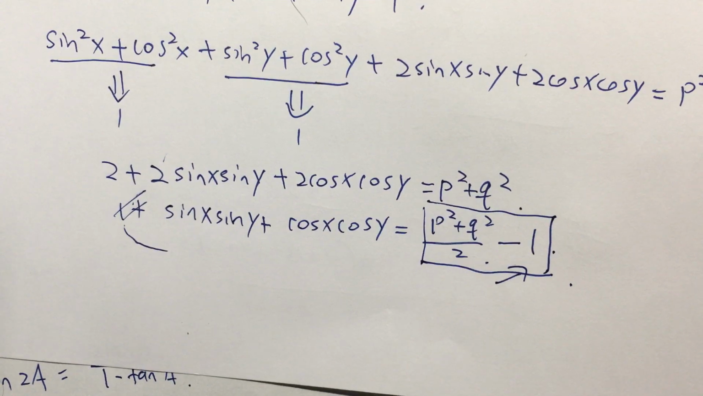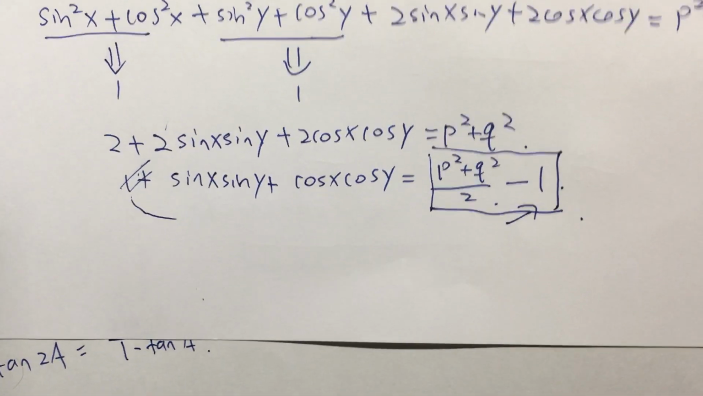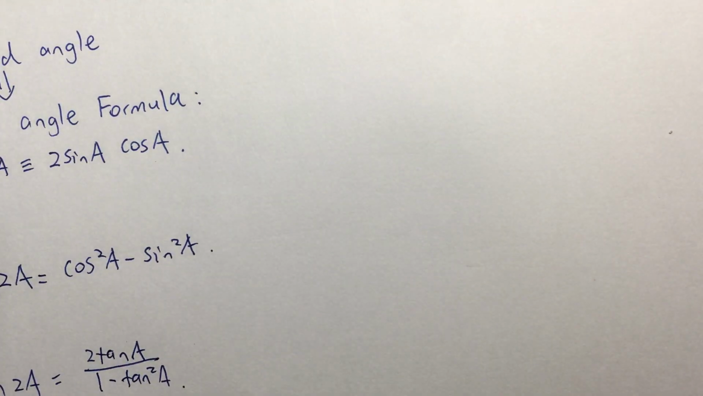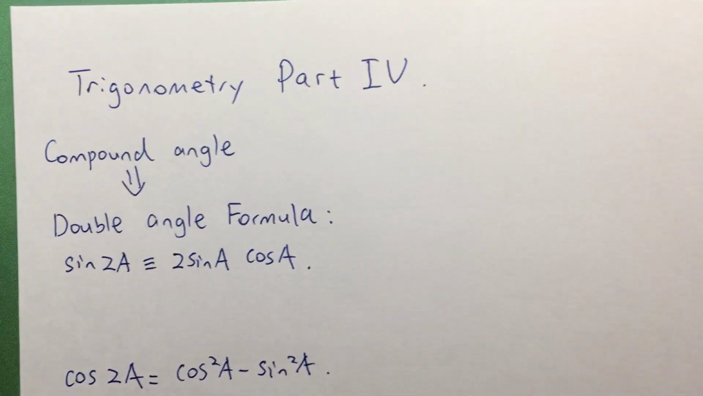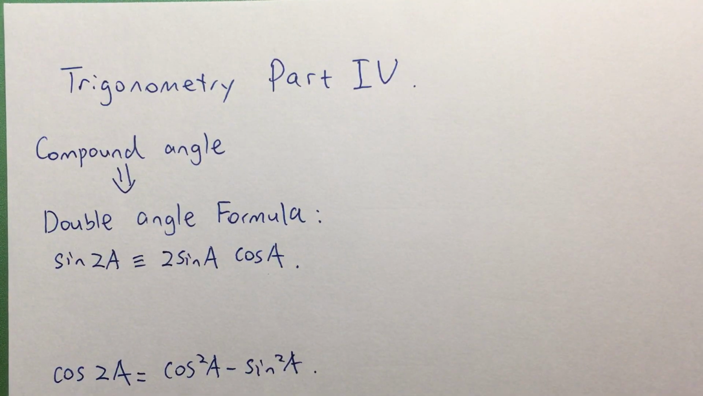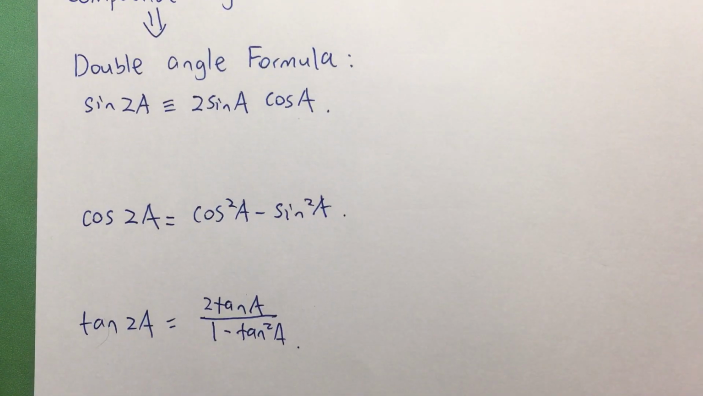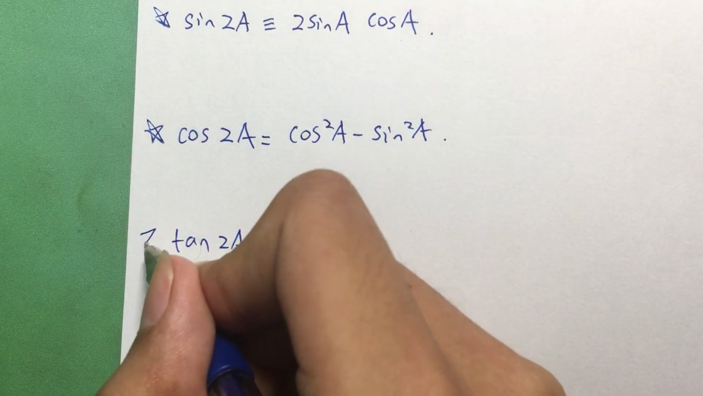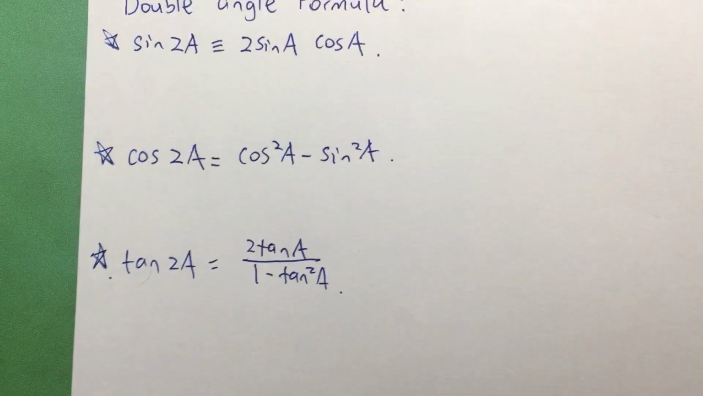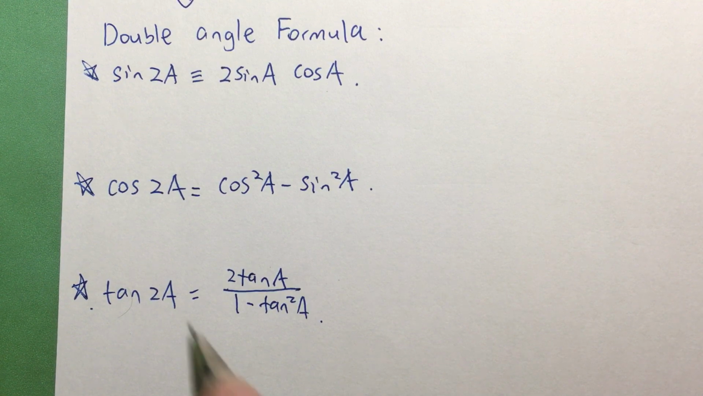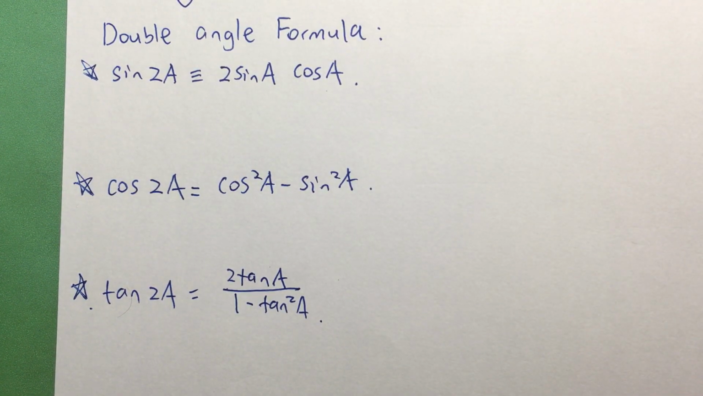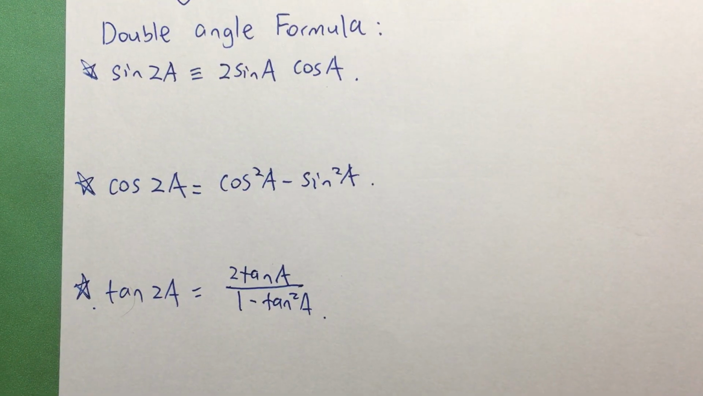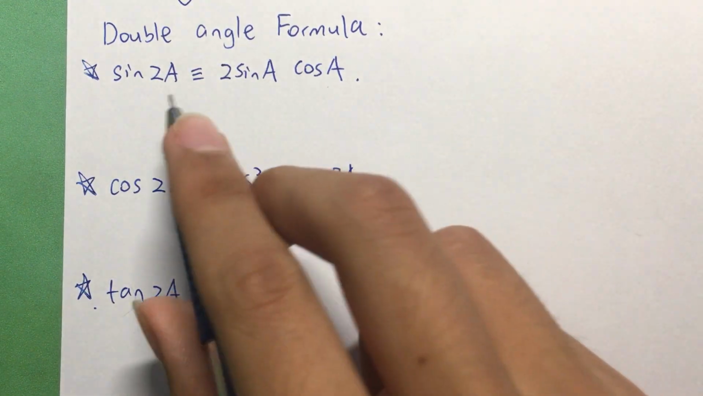Okay, so now let's do the new topic today, which is trigonometry part 4. And we are going to do double angle formula today. So these are the 3 formulas that are as important as the compound angle formulas. But I think if you understand compound angle formulas completely, then you will find these 3 are very easy.